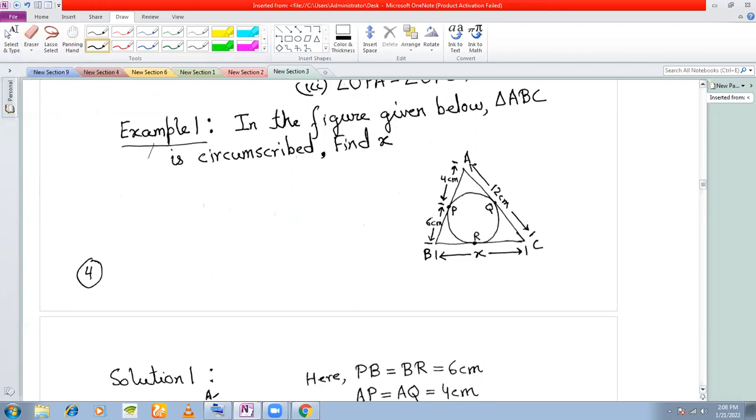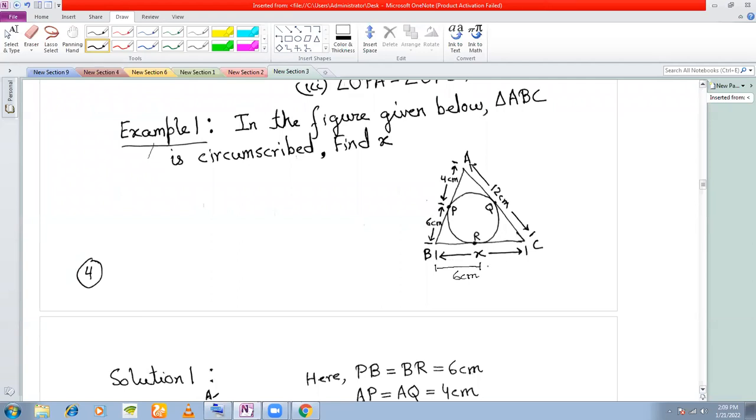First of all, what you must notice is that this length here and this length here, these two lines are nothing but tangents drawn to the circle from the point B. These two, PB and RB, are tangents drawn to the circle from the point B. And you know that the length of the tangents drawn from an external point to a circle must be equal. So if this length is 6 centimeter, this length must also be 6 centimeter. So PB must be equal to BR, equal to 6. So part of X we have already got.